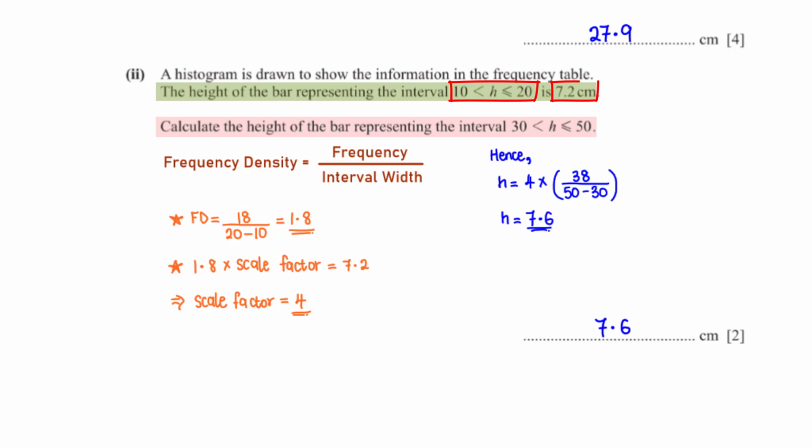Since the height of the interval drawn on the histogram is 7.2 centimeters, it means 1.8 times a certain scale factor should be equal to 7.2. This scale factor is 4. So for the interval h is greater than 30 and less than or equal to 50, its height will be 4 times the frequency density, which is 38 divided by 50 minus 30. This gives us 7.6 centimeters.